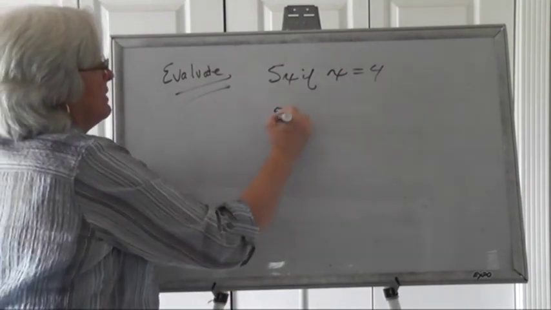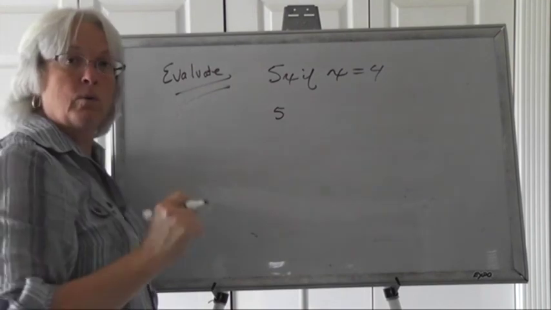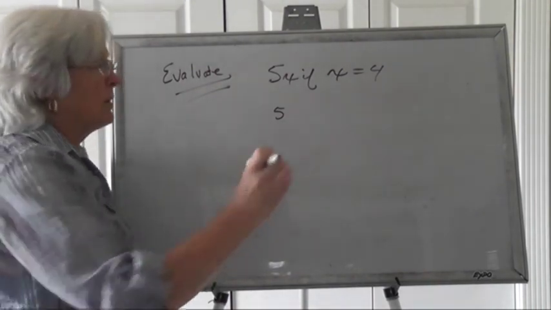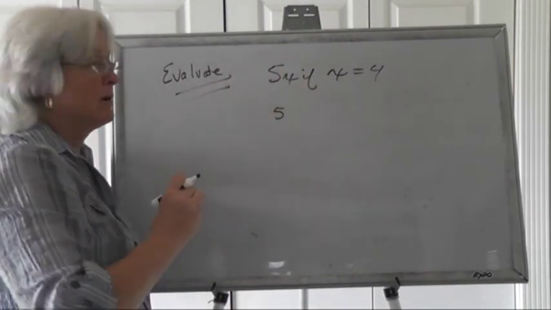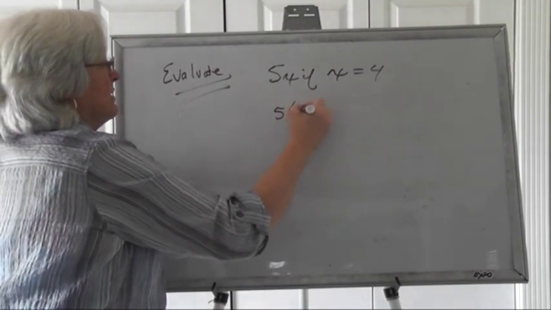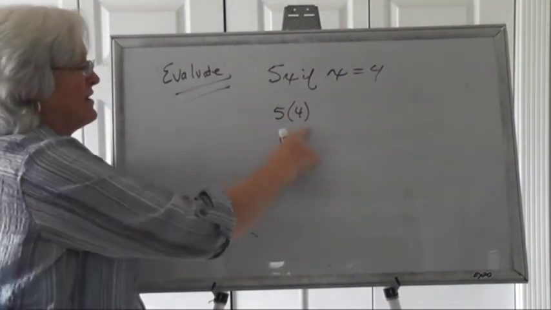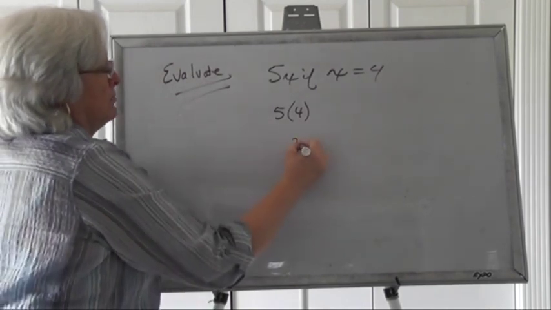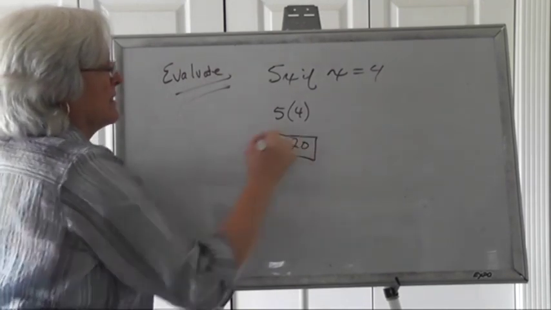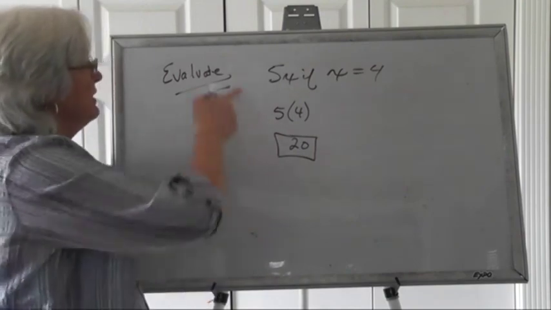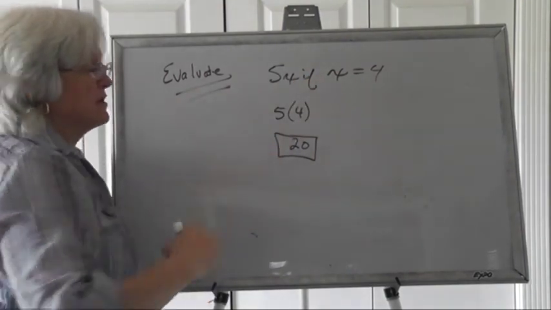5 times what? X. What are we letting x be here? What are we letting our magic number be here? We're saying that that's equal to 4. Now we have 5 times 4, which is 20. See how simple that is? Evaluate 5x if x is equal to 4.